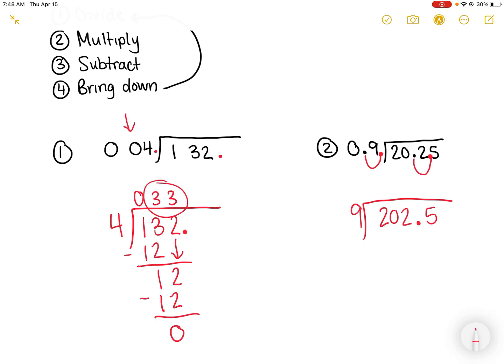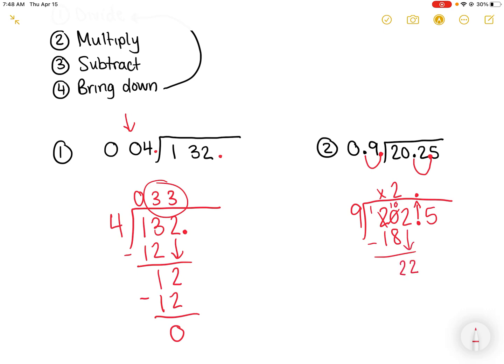This one most likely will have a decimal in the answer. So I'm just going to shoot my decimal right up to the top. And then I'm going to divide like normal. 9 cannot go into 2, but it can go into 22 2 times. 2 times 9 is 18. If I subtract, I get 2.